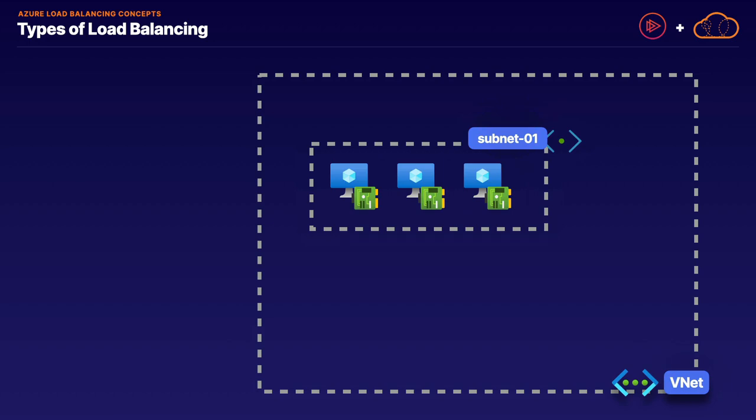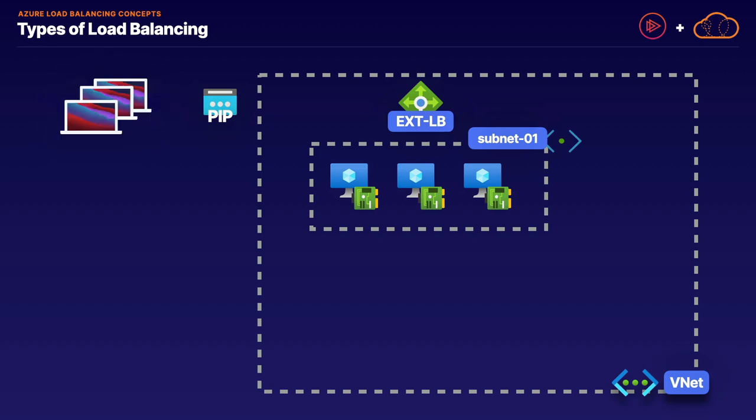And let's say we have an external load balancer. And what this really means is this has a public IP address, it's reachable from the internet. So our clients will be able to reach out to a public IP address and request traffic to be balanced between the backend pool of resources for this external load balancer. And this could be something like a web server.